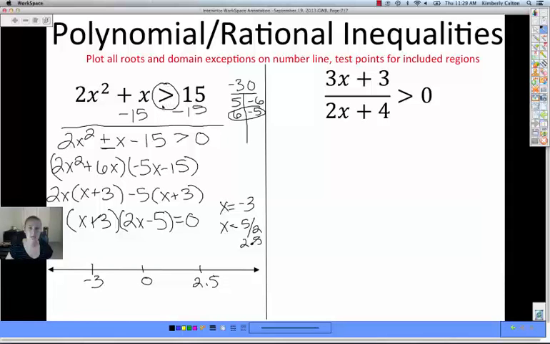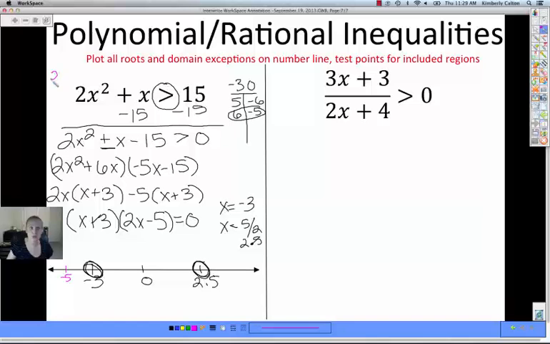Notice that this does not have an equal to bar, so neither of these points are going to be included in our answers. So we should have an open circle at both of them on our number line. Now we want to test points. When we test points, we're going to go back to the original equation. So we're going to maybe test, how about negative 5?